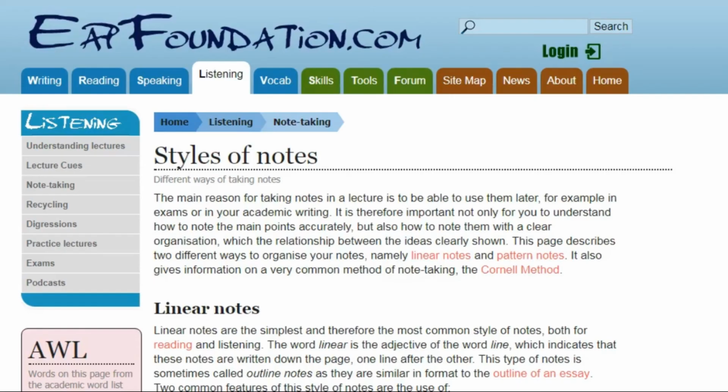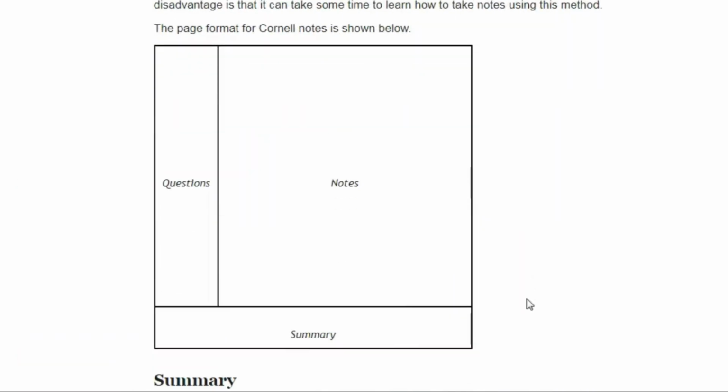So Cornell notes, this is also called the Cornell Method or the Cornell way, and this dates from the 1950s when a professor at Cornell University, somebody called Walter Pauk, first developed this kind of notes. For this kind of notes, you need to take a piece of paper and divide it up into 3 sections, as you can see here. So the main part, this is the space for making notes. And then on the left side, there's a column for writing questions, or sometimes you can add key vocabulary. At the bottom, there's a space, and this is used for writing a summary.